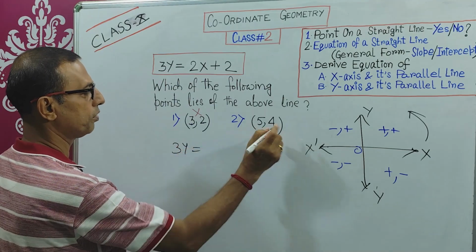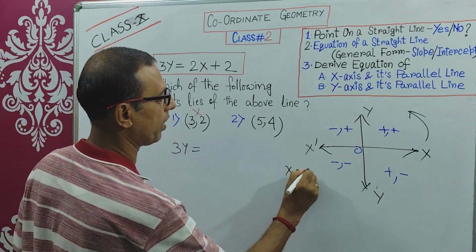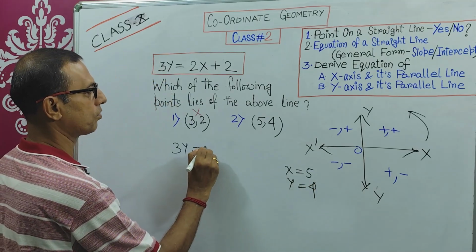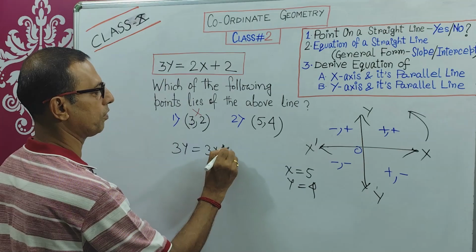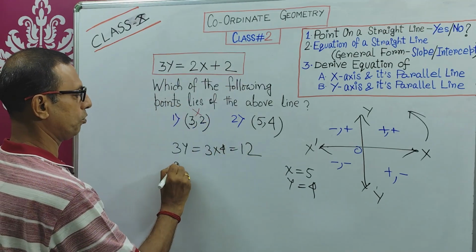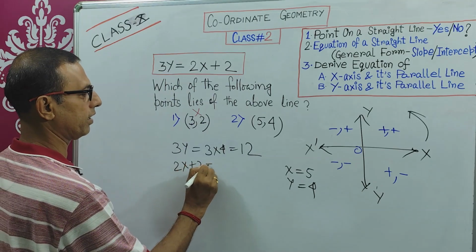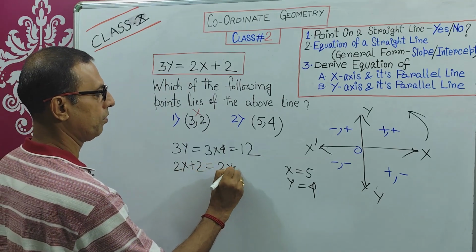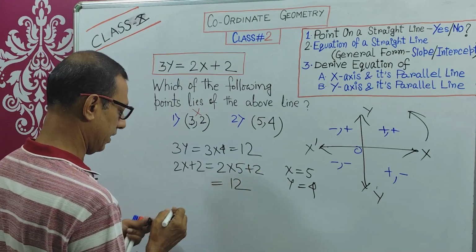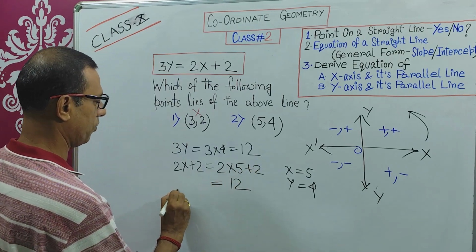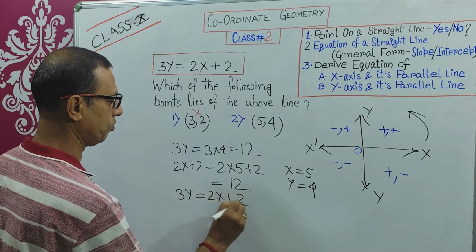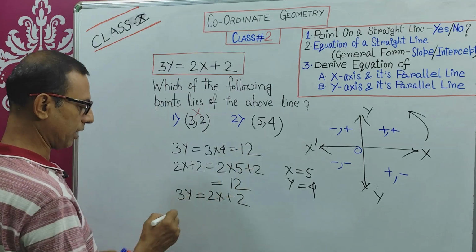3y equals 3 into 4, that is 12, where x equals 5 and y equals 4. And 2x plus 2 is 2 into 5 plus 2, that is also equal to 12. That means in the equation 3y equals 2x plus 2, these two values are equal, right?